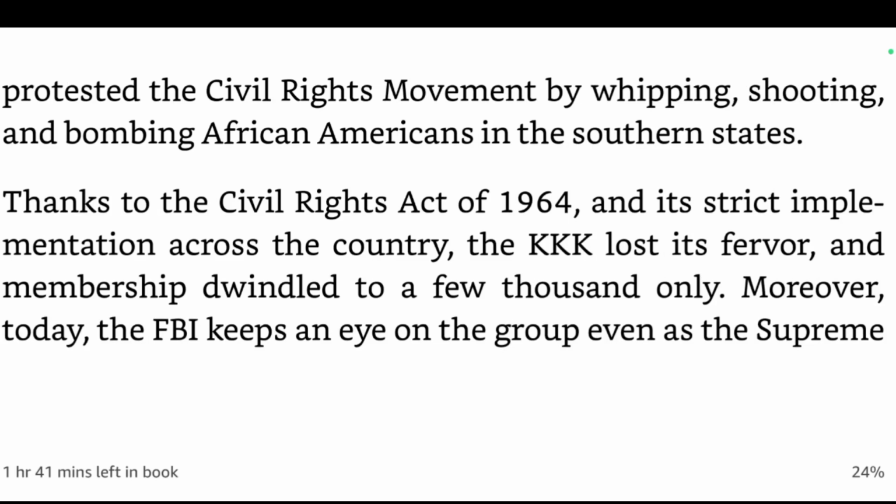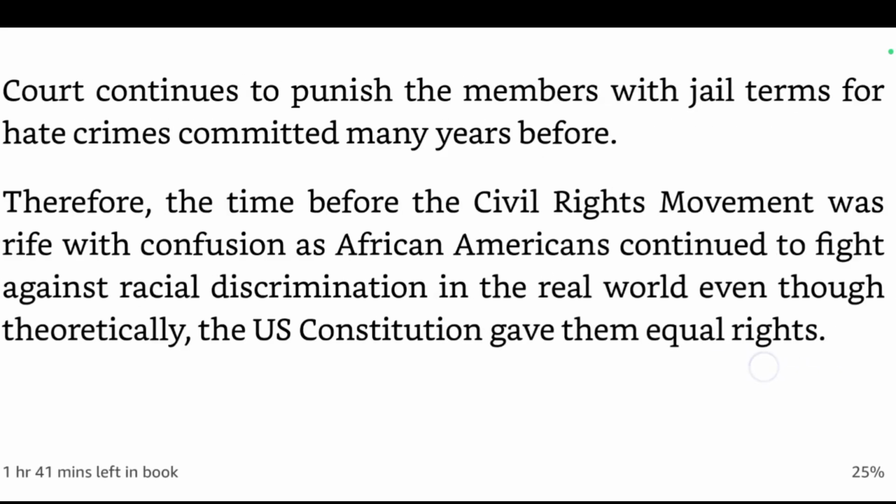Thanks to the Civil Rights Act of 1964 and its strict implementation across the country, the KKK lost its fervor and membership dwindled to a few thousand only. Moreover, today the FBI keeps an eye on the group even as the Supreme Court continues to punish the members with jail terms for hate crimes committed many years before. Therefore, the time before the civil rights movement was rife with confusion as African Americans continued to fight against racial discrimination in the real world, even though theoretically the US Constitution gave them equal rights.